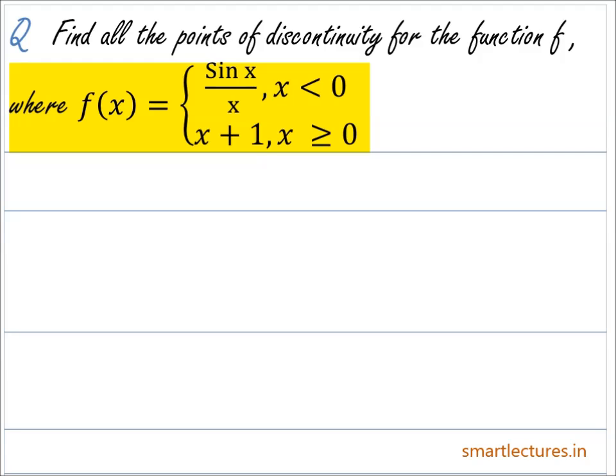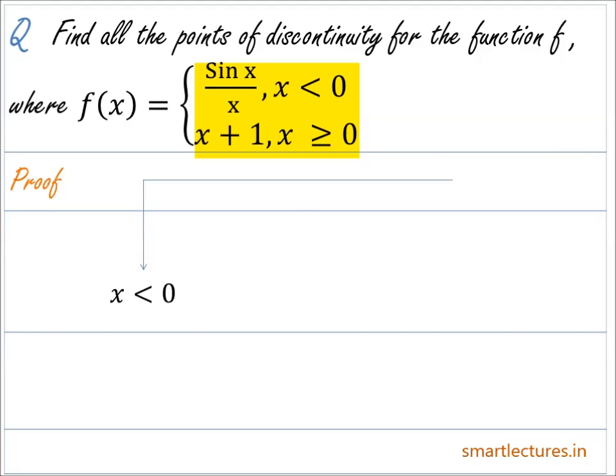Now from the definition of the given function f of x, the value of f of x is different when x is less than 0 and for x greater than or equal to 0. So in order to check the continuity of this function f of x, we shall have to check the continuity for three different cases. The first case is when x is less than 0, the second case when x is greater than 0, and the third case when x is equal to 0.